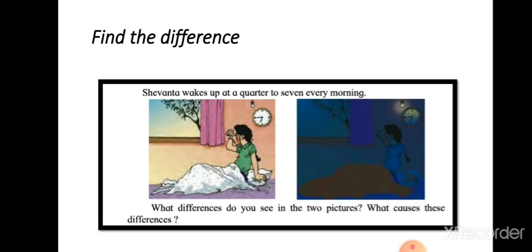It is evening in picture B. 6:45 p.m. is the time shown in the clock. As the sun sets, we do not get light from the sun. Therefore, we cannot see the things around us clearly.